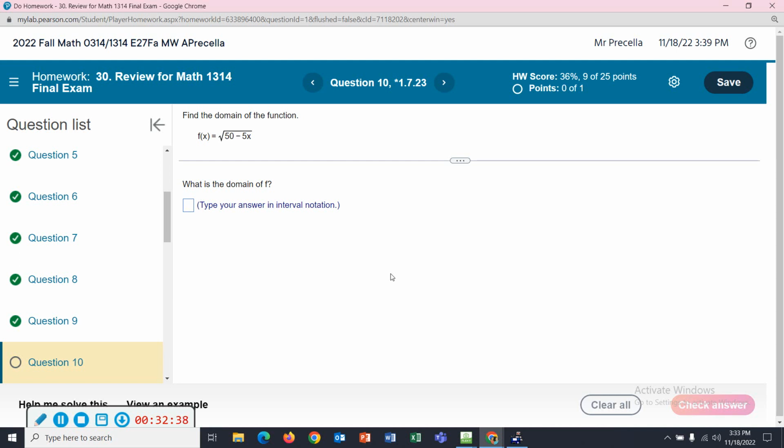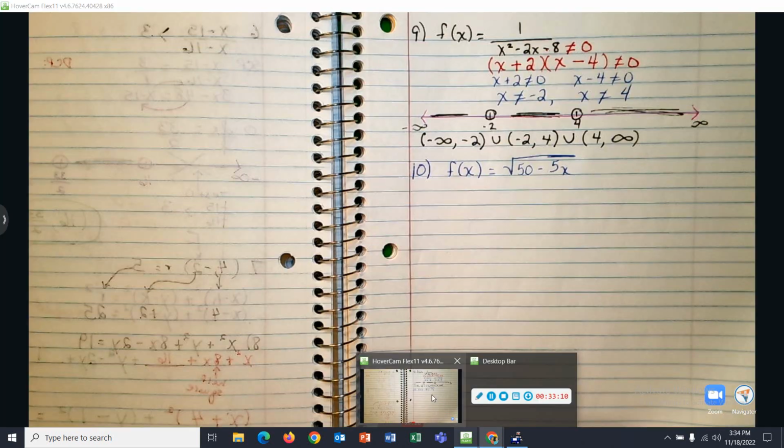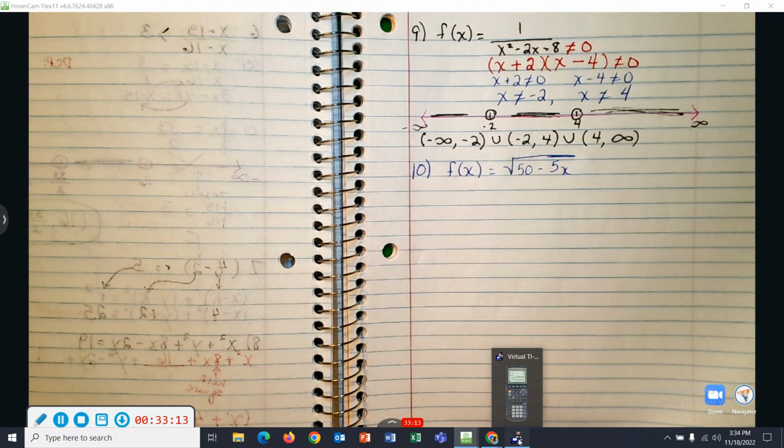Oh, find the domain of this function. Well, we can't have a 0 in the bottom of a fraction. And under a square root, we can't have a negative. It's okay to have a 0 under a square root. You just can't have a 0 in the bottom of a fraction. Okay?